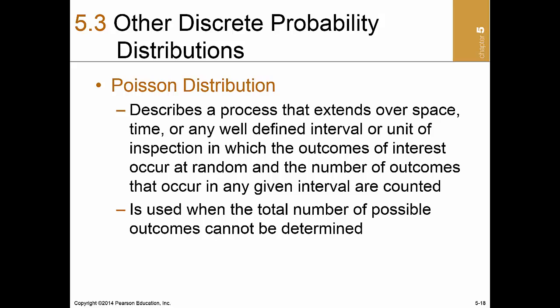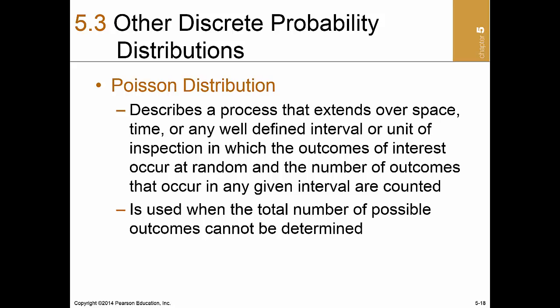When using the binomial distribution, we must be able to count the number of successes and the number of failures. Although in many situations you may be able to count the number of successes, you often cannot count the number of failures. If the total number of possible outcomes cannot be determined, the binomial distribution cannot be applied. In these cases, you may be able to use the Poisson distribution.